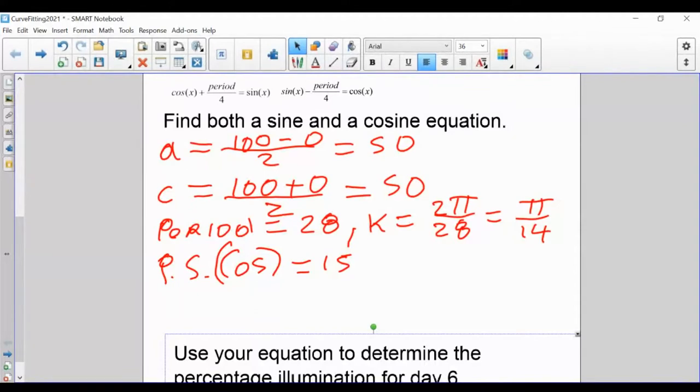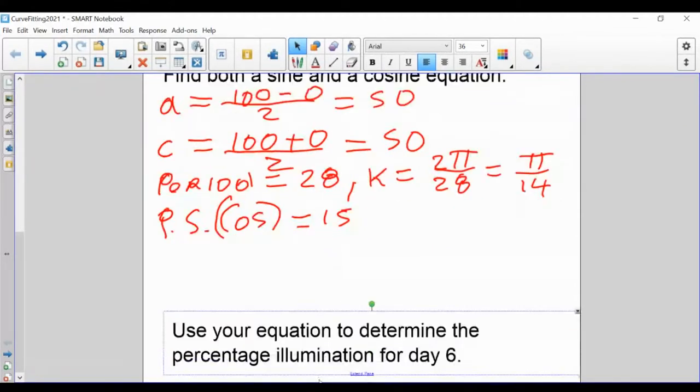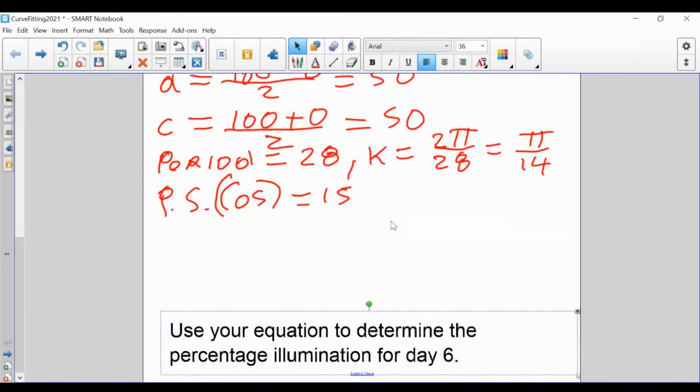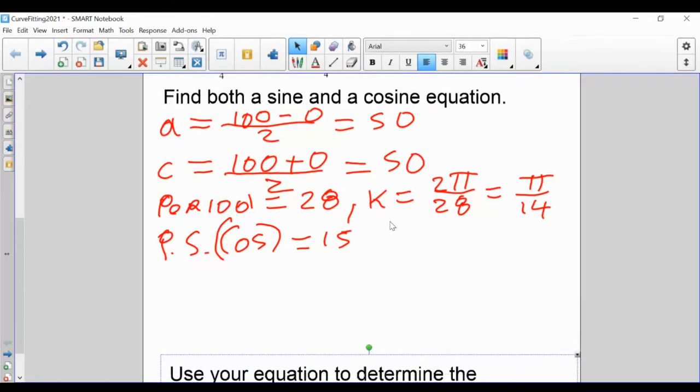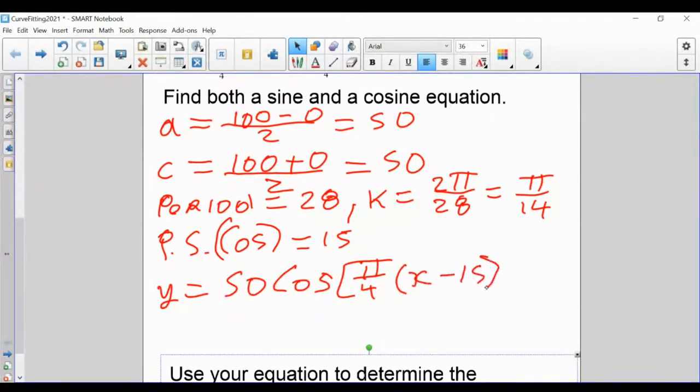So I'm now ready to write my cosine function, and then we're going to use that cosine function to find our sine function. So here we go, let's use y and x. y is equal to 50, that's your A, cosine, open up a bracket, pi over 14, and then x minus 15, because that's your phase shift, plus 50, because that was your C value on the end.